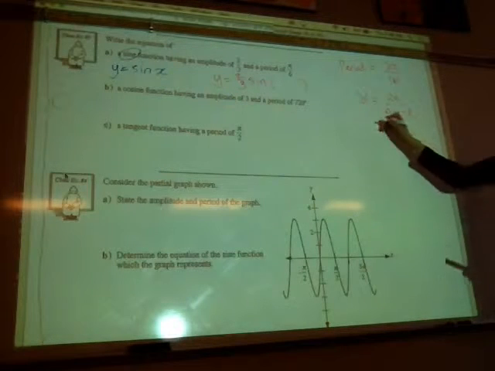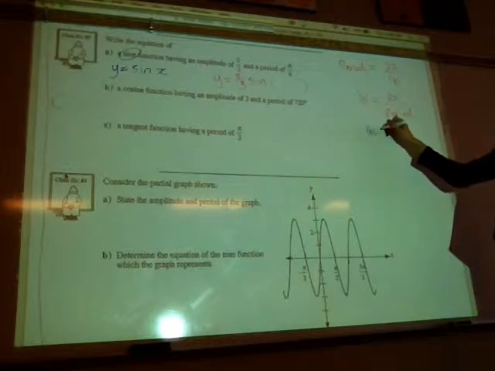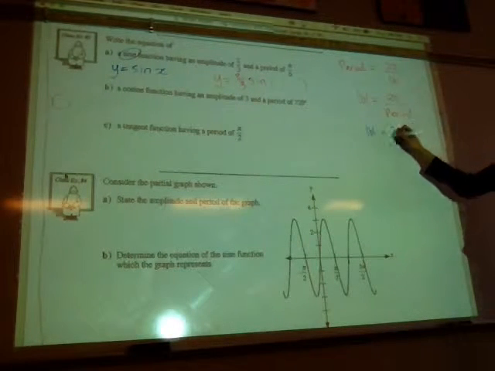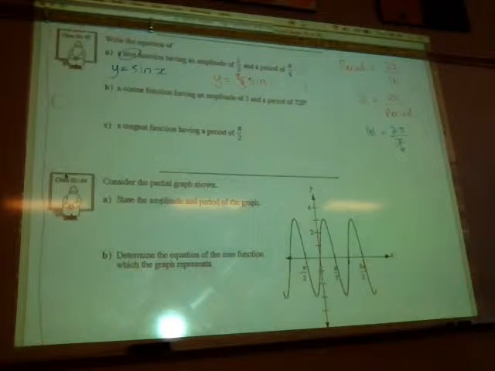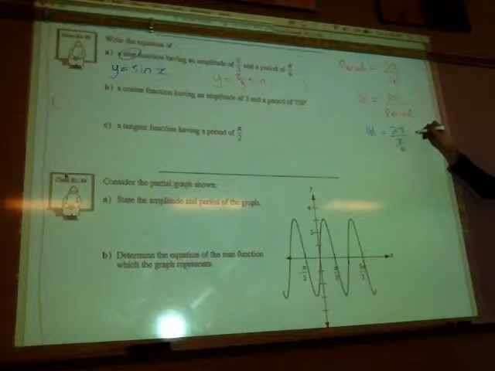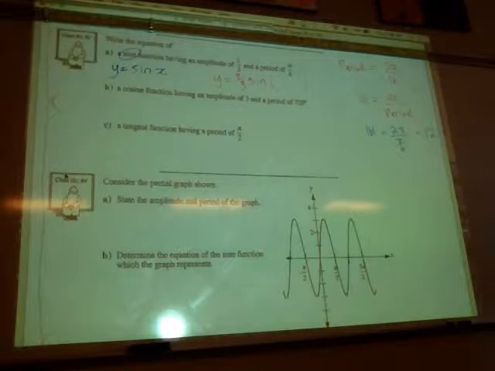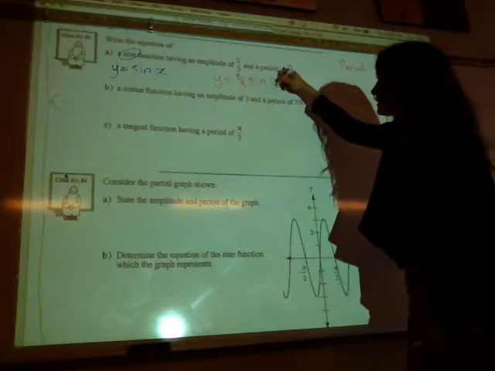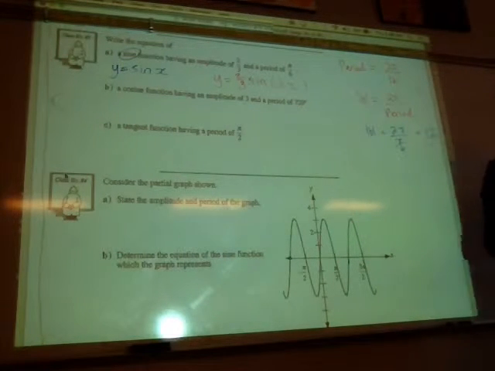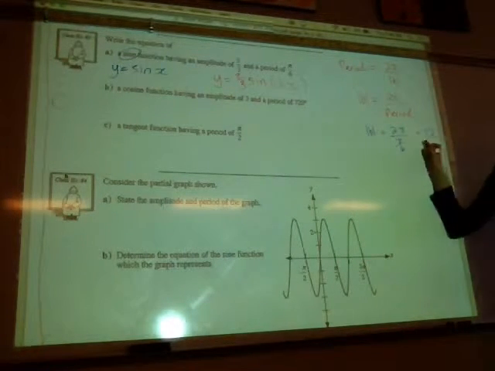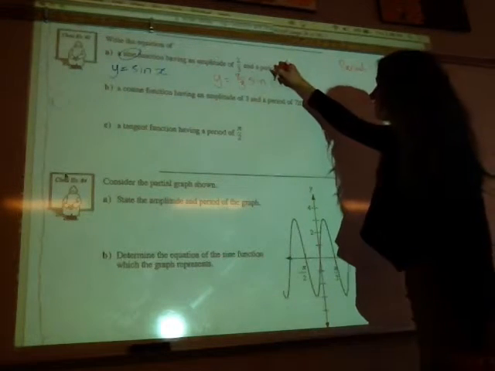In this case, we have b equals 2 pi over the period, which was pi/6. So when you divide that through, you get b equals 12. So if b equals 12, we put that directly into the equation. Okay, don't worry about reciprocals or anything. Whatever you get for b is b, that goes into your equation.